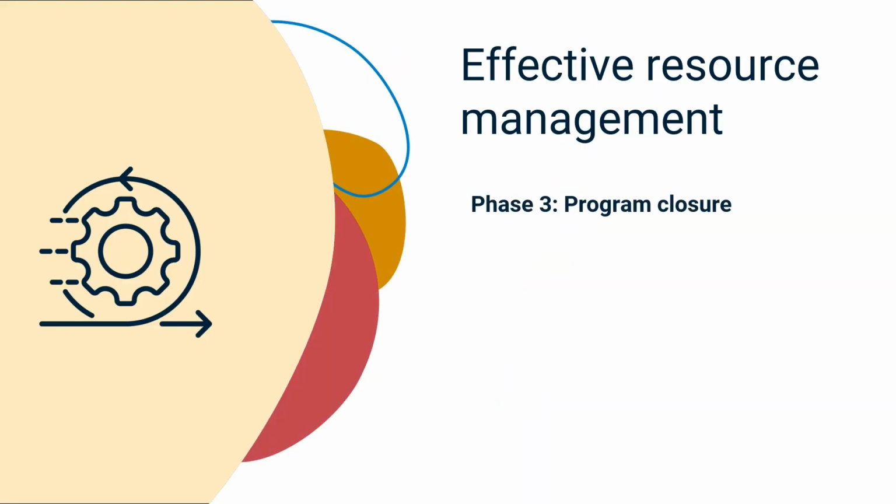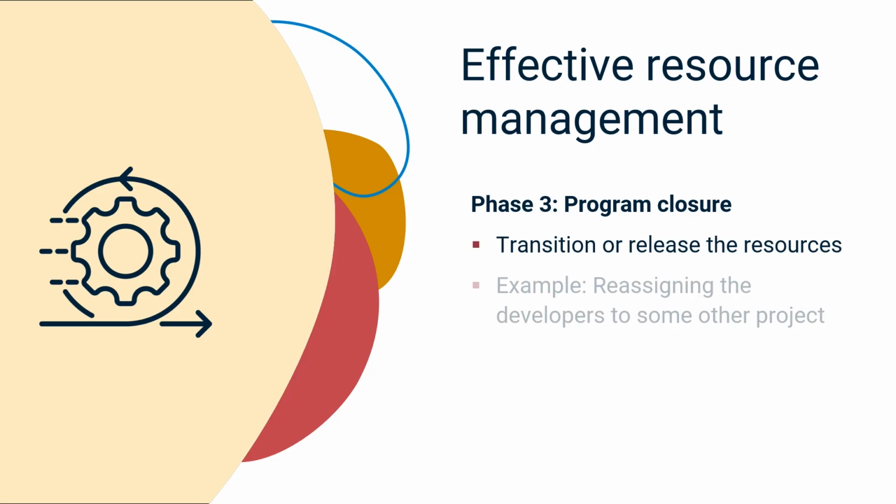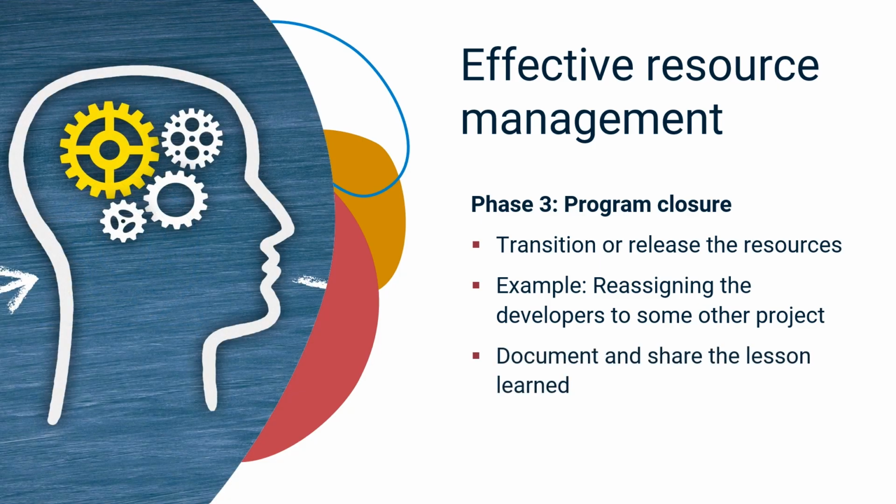Finally, in the third phase, program closure, resources are transitioned or released. For example, developers working on the software development and launch project can be reassigned to another project. This phase also involves documenting and sharing what worked and what didn't to improve future resource management.